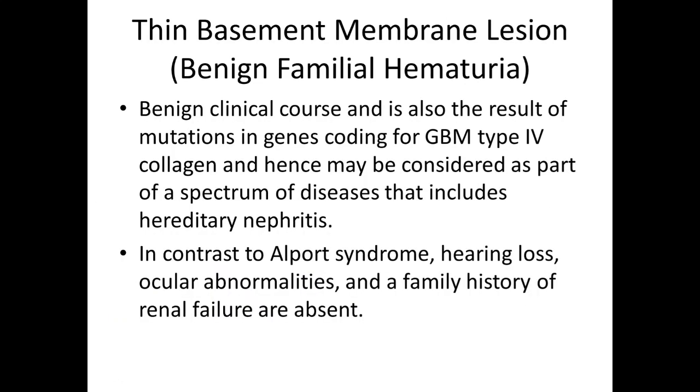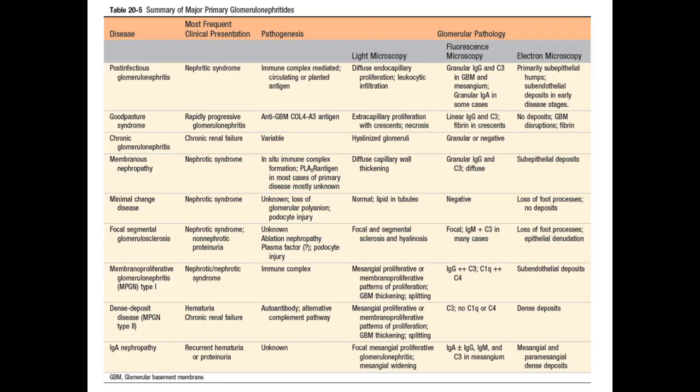Thin basement membrane lesion, or benign familial hematuria, develops with a benign clinical course and is also the result of mutation in genes coding for glomerular basement membrane type 4 collagen, and hence may be considered part of a spectrum of diseases that includes hereditary nephritis. In contrast to Alport syndrome, the hearing loss, ocular abnormalities, and family history of renal failure are absent here.